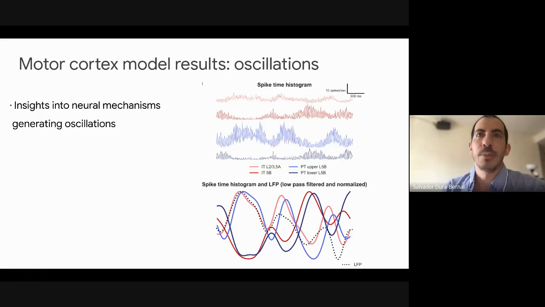So what was good about the model is that now that we have reproduced some of these oscillations, we can look into what are the mechanisms behind the generation of these oscillations. And so, for example, the model revealed that there were different populations oscillating in antiphase, and that seems one of the causes why these oscillations are happening. So we can then, for example, try this as a hypothesis and record experimentally from these different populations and see if this is actually true. So the model provides some insights and allows us to generate predictions.